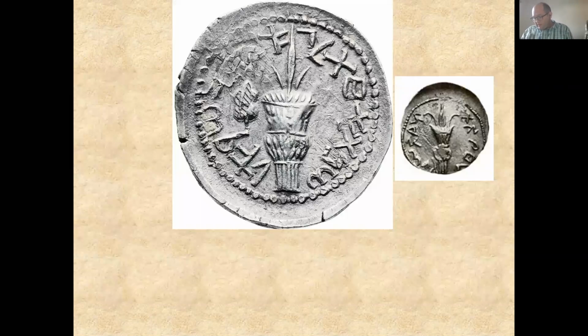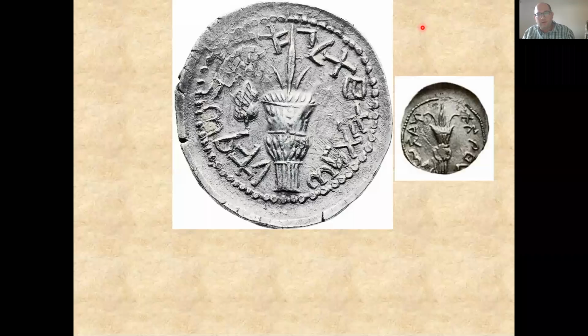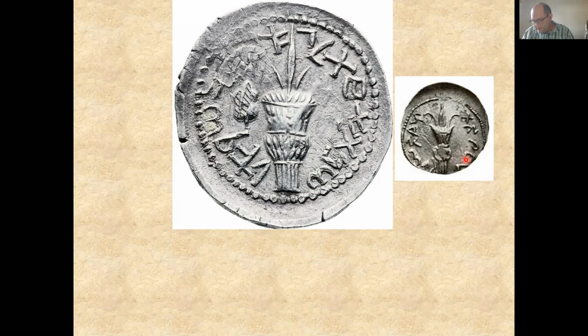On the reverse of the tetradrachma, we can see the Arba Minim, the 4 species: a lulav, palm frond, and the etrog, the citron. The lulav is bound together with one hadas and one arava, myrtle branch and willow branch. And on the didrachma, we see the lulav bundle, but without the etrog. It's clear that these types are related to the commandment to take these 4 species on the Festival of Sukkot.